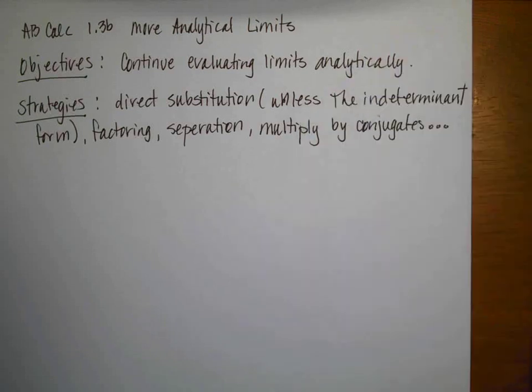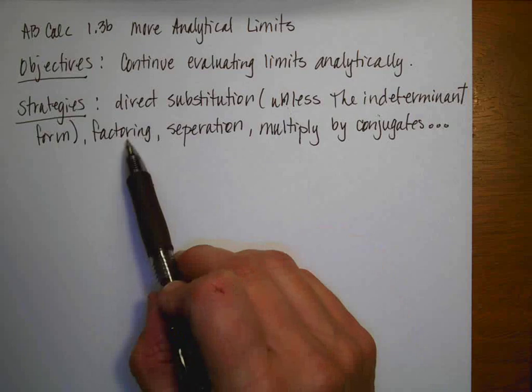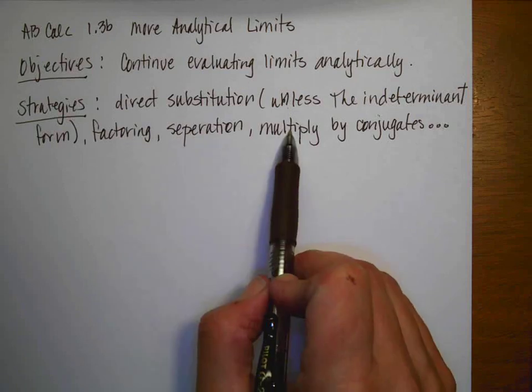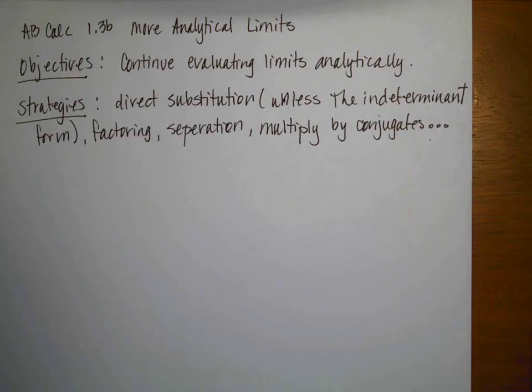The strategies that we're going to use are direct substitution, unless, of course, we get the indeterminate form, your favorite F word factoring, separation, and then multiplying by conjugates. And there are bazillions more, but these are the methods that we're going to look at today.